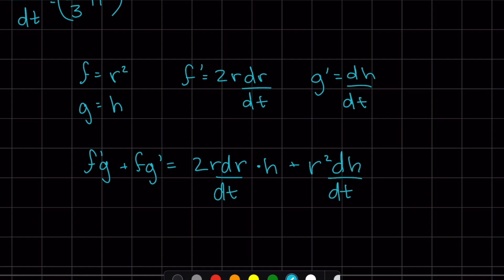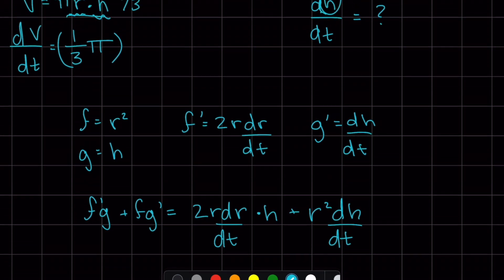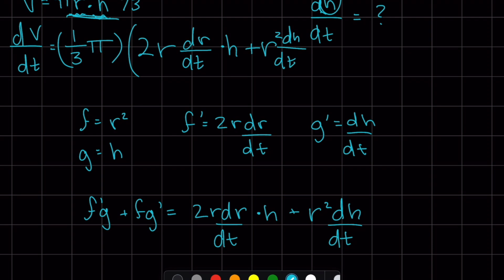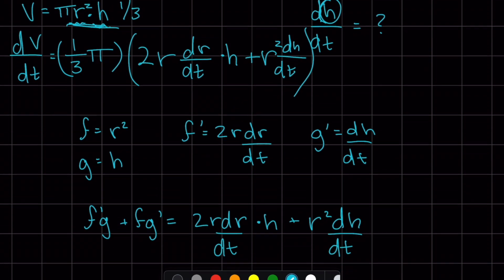If you're not sure what I just did there with the product rule, I'd recommend you check out my video on how to take the derivative using product rule. So now I'm going to substitute that in for the derivative of r squared times h. So this is going to be multiplied by 2r dr over dt times h plus r squared dh over dt. Now it looks like I'm running out of room, so I'm going to find a second page.